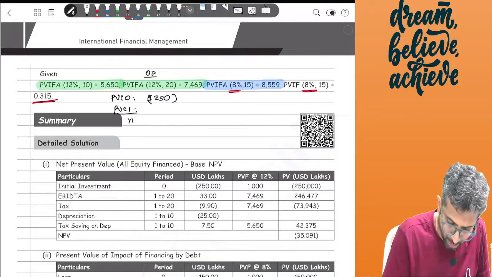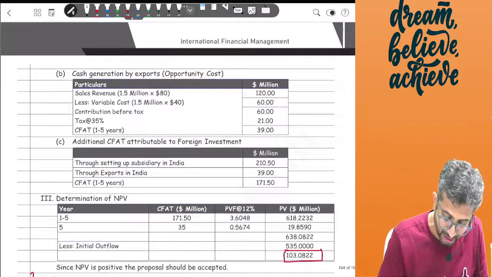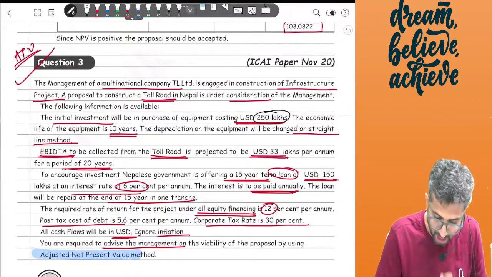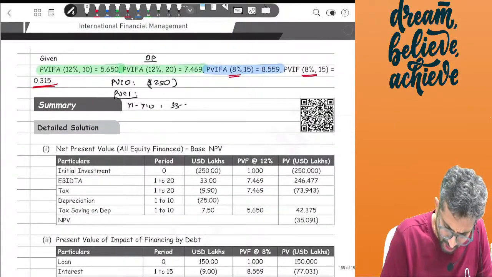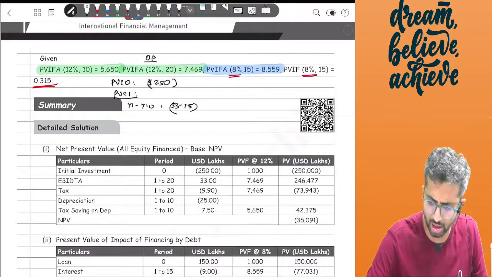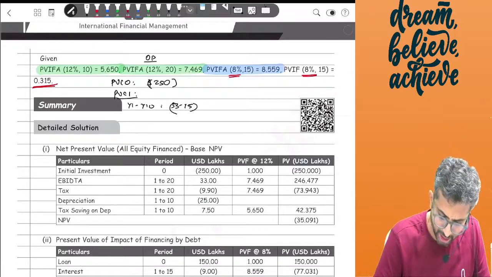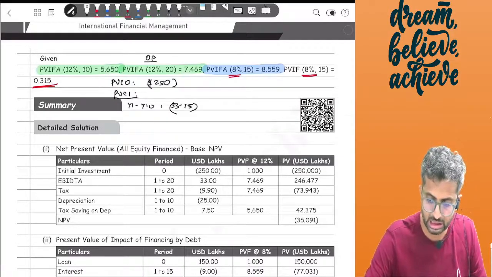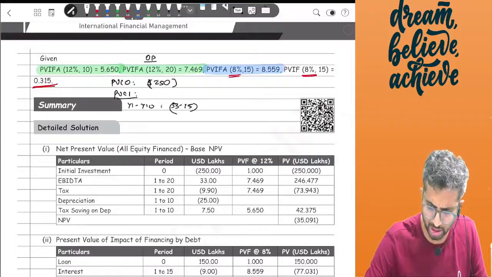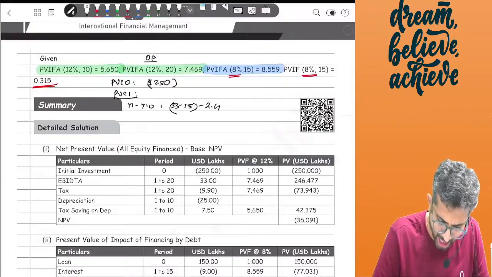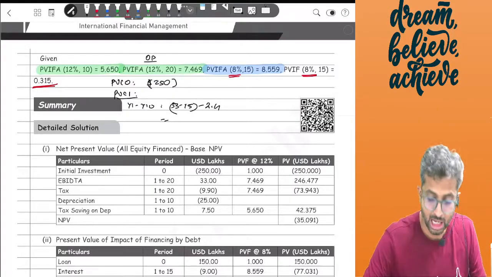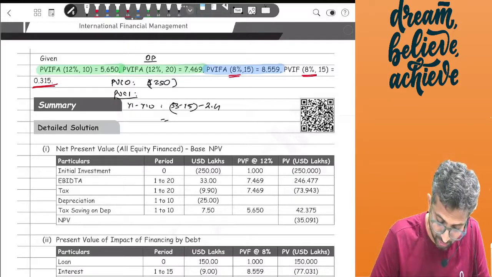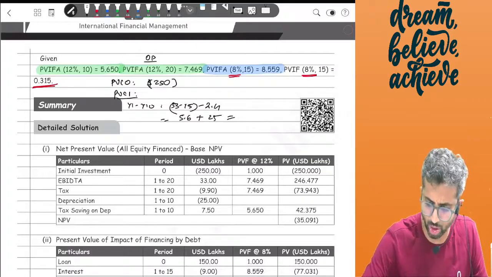When I look at PVCI from year 1 to year 10, this is 33 minus 25. Is there a tax rate? Yes, 30%. So 33 minus 25 comes to 8, which is a profit. Minus tax: 8 into 30% comes to 2.4, and hence 8 minus 2.4 comes to 5.6. Now this 5.6 is after depreciation, and hence you will add back depreciation.